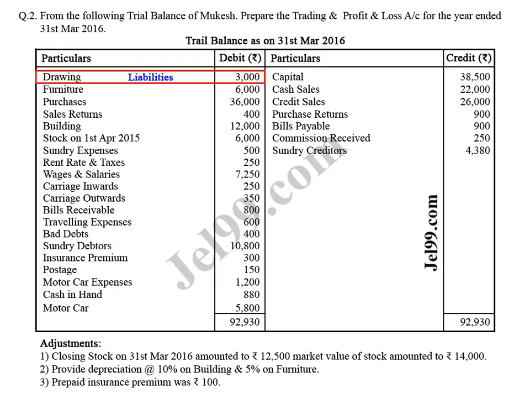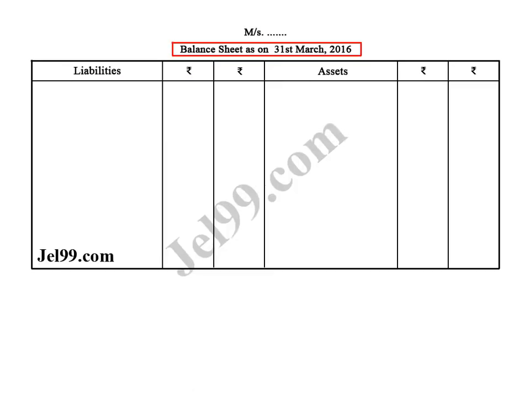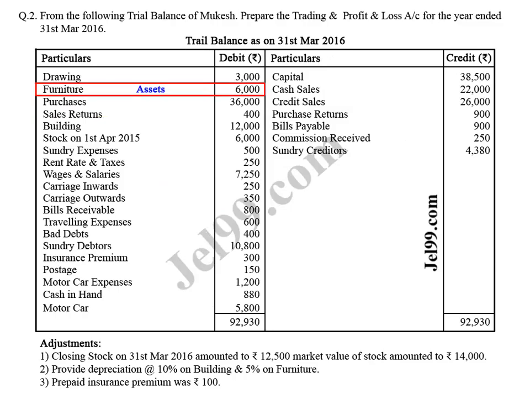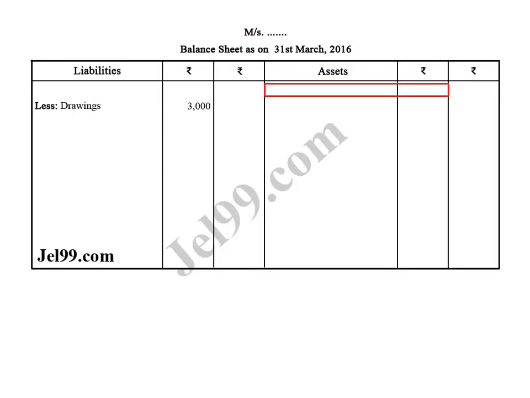First item on trial balance is drawing of rupees 3,000. It is less from opening capital, and this is shown in balance sheet. Liabilities side, less from capital, as less drawing of rupees 3,000, in a column. Then furniture of rupees 6,000, this is shown in balance sheet. Asset side, furniture of rupees 6,000 in a column because there is an adjustment on it, we will see it later.